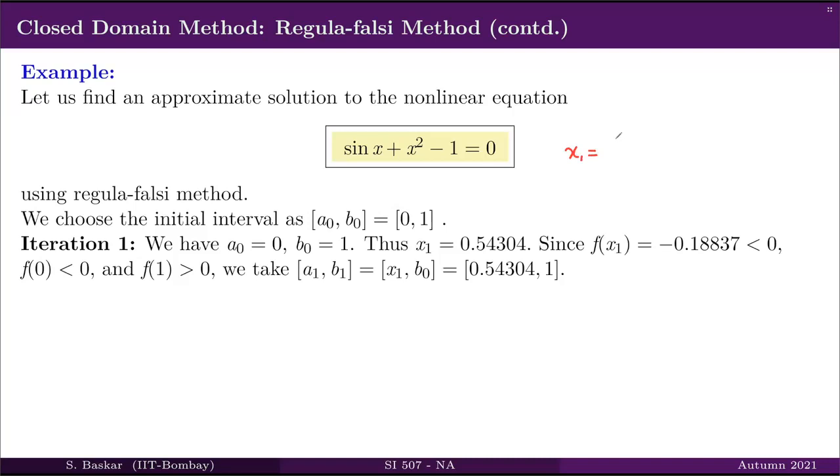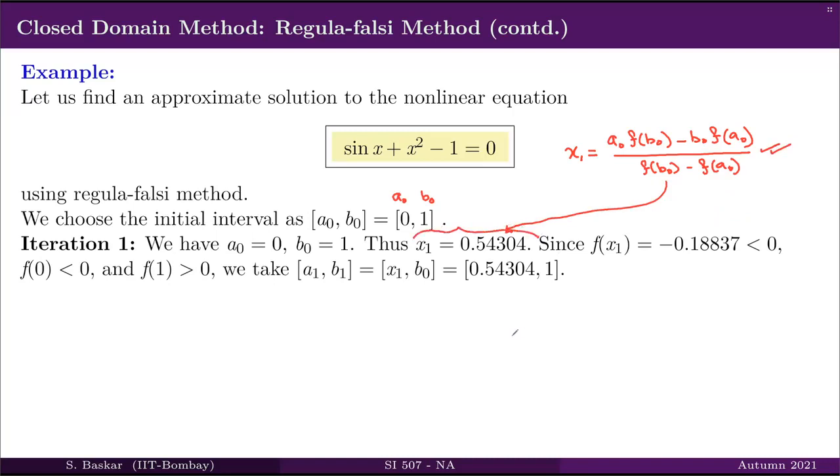And if you recall, the formula for x1 in the Regula-Falsi method is given by a naught f of b naught minus b naught f of a naught divided by f of b naught minus f of a naught, right? Here a naught is 0 and b naught is equal to 1, and you just substitute these values in this expression and get x1 is equal to 0.54304.